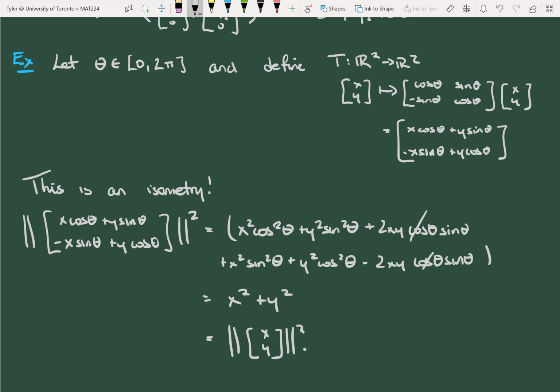But yeah, hopefully you see by the magic that is trigonometry, all of these numbers work out, and this is in fact an isometry. But again, intuitively, we knew that would be true, that rotation shouldn't change the lengths of the vectors, right? The math gets a little bit nasty, but other than that, it's not too bad.